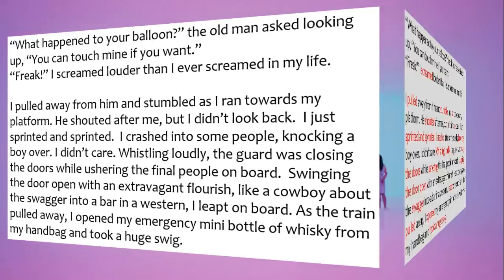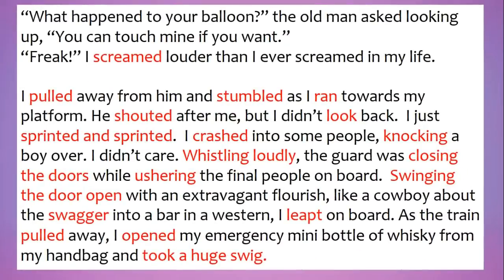And if you look at this now, I've used lots of verbs, haven't I? Scream, pull, stumble, shouted, sprinted, crashed, ushering, swagger, pulled, open, leapt, swinging. All of these describe the action using verbs. I'm describing the action, I'm not describing what someone looks like. All this quickens the pace of the story, makes it a lot more interesting for the reader.